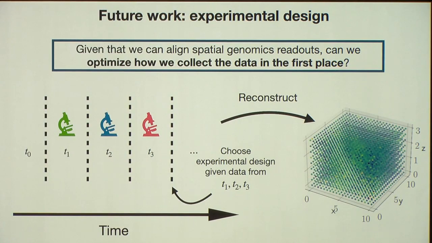As future work, we're now considering the question of experimental design under our alignment framework. Specifically, given that we can align spatially resolved sequencing readouts now, we're asking whether we can optimize the data collection process itself. In particular, we'd like to be able to identify the experiments we should run in terms of slice location and the data modality we should collect that could both maximize the fidelity of the reconstruction that we can make of the tissue, but also minimize the costs and the number of slices that need to be profiled.